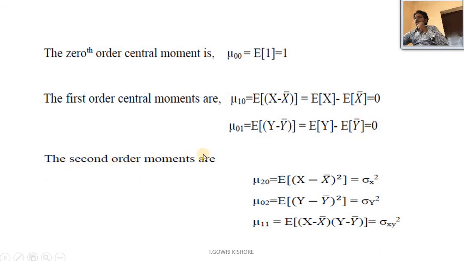The second order moments are mu 2, 0 equal to expectation of (x minus x bar) whole square, that is equal to sigma x square. Mu 0, 2 equal to expectation of (y minus y bar) whole square, which is equal to sigma y square. And mu 1, 1 is equal to expectation of (x minus x bar) into (y minus y bar), that is equal to sigma xy square. Here 2, 0 means it is second order. Here 0, 2 means n plus k is second order. Here 1 plus 1, that is n plus k, is also called second order. So by adding these two values we can get the order of the moment.